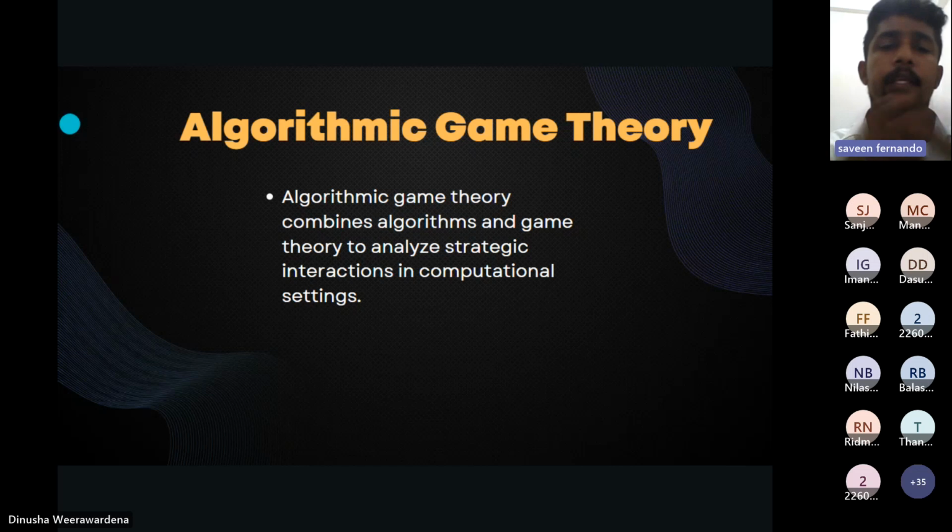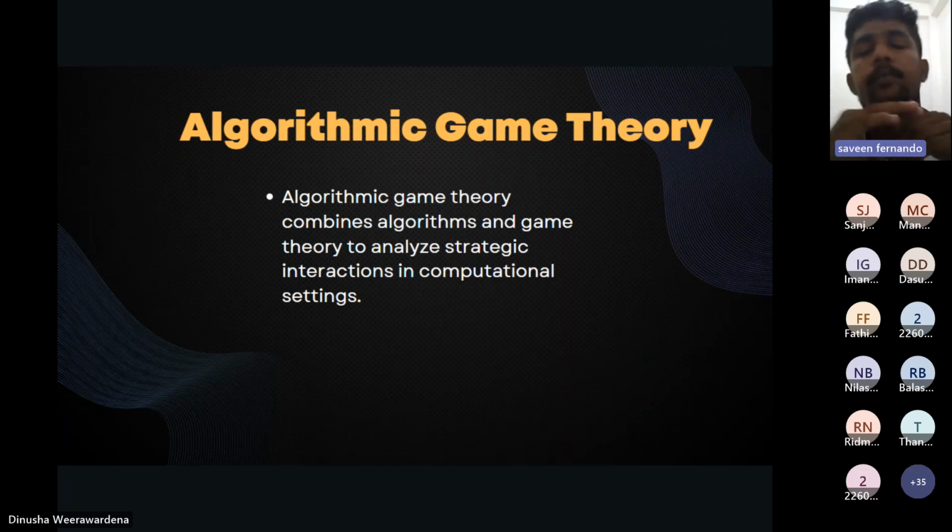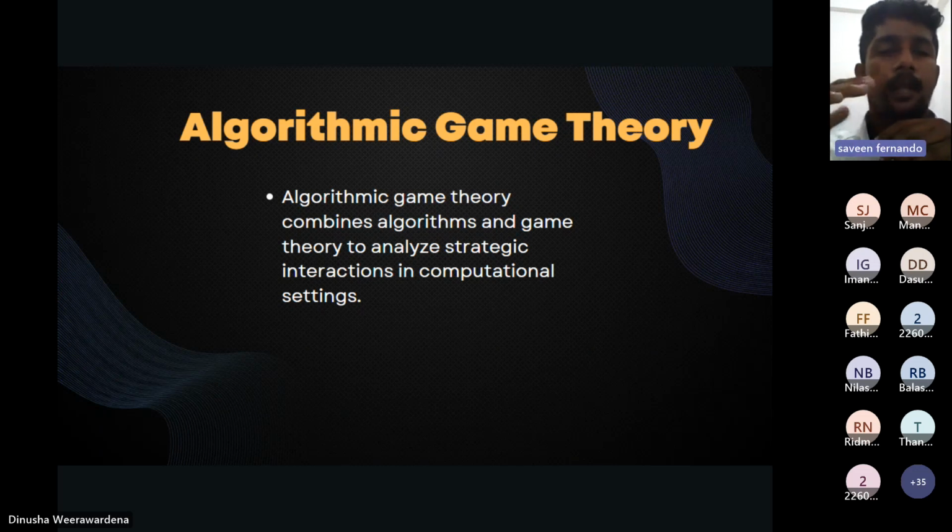And algorithmic game theory finds applications in diverse fields, including online marketplaces, social networks, resource allocation, and mechanism design. It helps us analyze strategic decision making in these contexts and design efficient algorithms that promote desirable outcomes. By understanding the dynamics of strategic interactions, we can devise algorithms that balance individual incentives and overall system objectives.